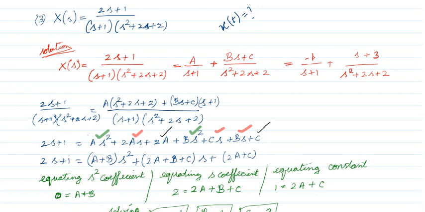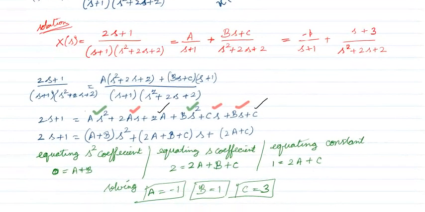Right? Now we have to equate the coefficients. What is a coefficient? S square coefficient is A plus B. S coefficient is 2A plus B plus C. Constant coefficient is 2A plus C. Now equate left side coefficient with right side coefficient. So equating S square coefficient, in the right side we have A plus B for S square. In the left side we don't have S square term, so we put 0 as coefficient, equal to A plus B. So this is the first equation.